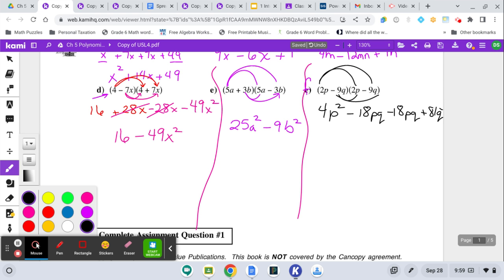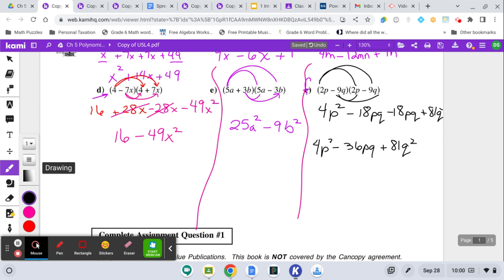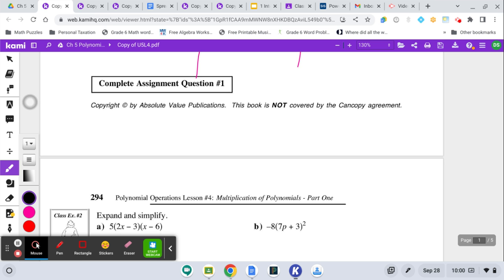So there you got it. Here's your 4p squared, your minus 36pq, and your plus 81q squared. Right? So be careful. These are all little shortcuts, and sometimes people find them helpful, and sometimes people find them confusing. Right? Don't be confused. Do it the long way every time. If you happen to do the long way a few times and you're like, oh, I see what's happening now, maybe then you can switch to the shortcut. You don't have to shortcut it. Okay? All right, on the next page, just a quick thought.